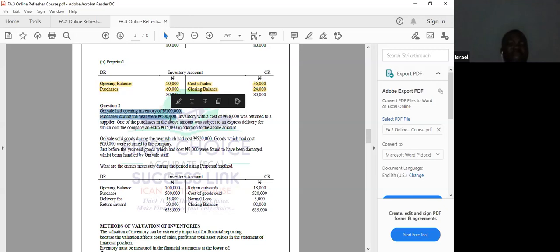Then after that, they told us also that one of the purchases in the above amount was subject to an express delivery fee, which cost the company an extra 15,000 in addition to the above amount. That is carriage inward. Carriage inward is the cost which we use to bring the inventory to the company. But if you are taking the inventory outside the company, it is what we call carriage outward. Carriage outward is an expense element, while carriage inward is part of cost of sales.